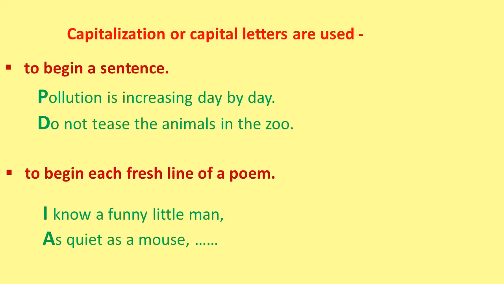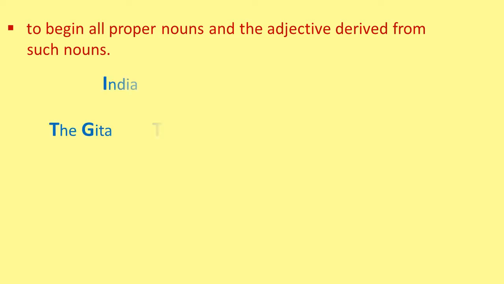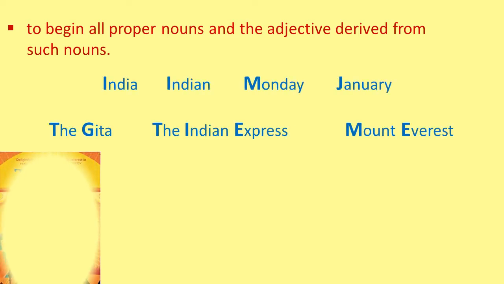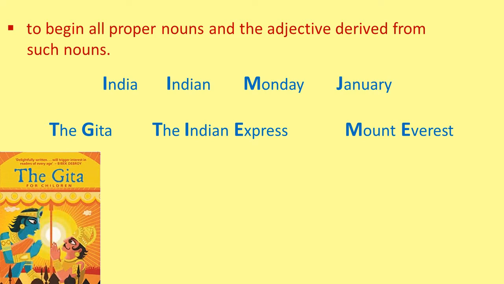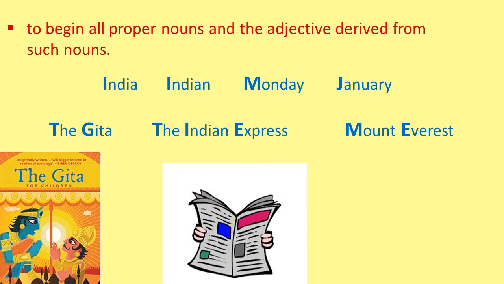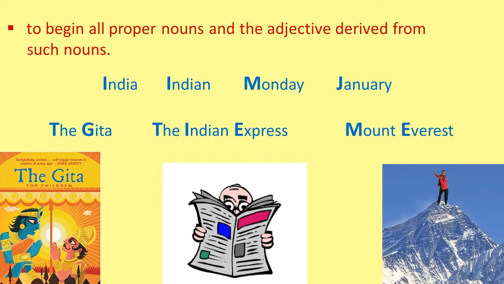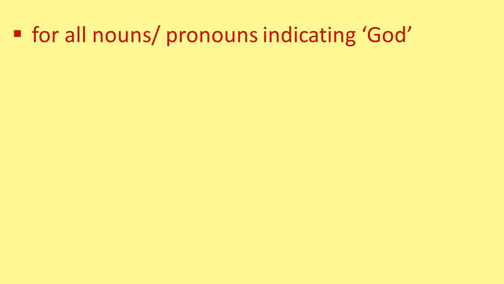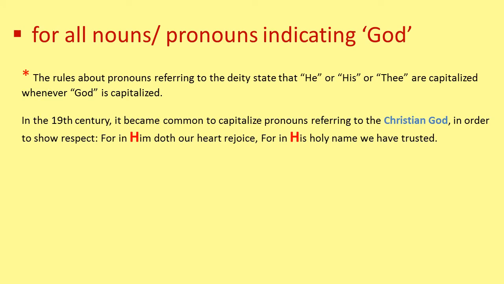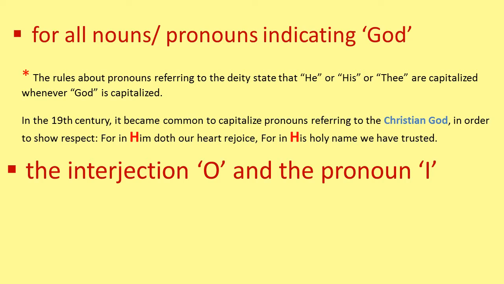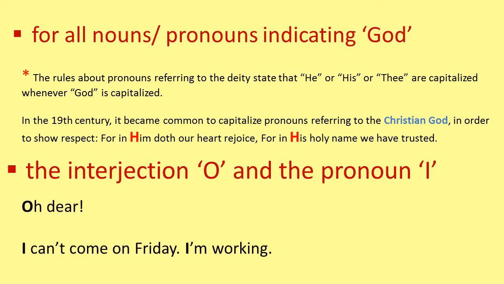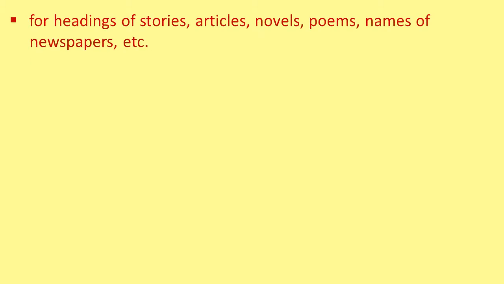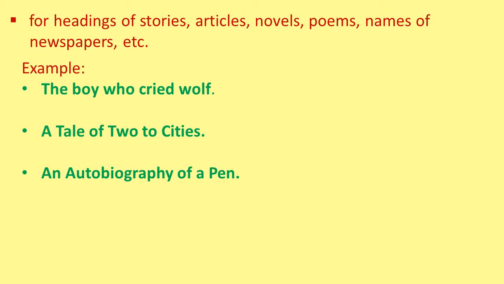Then, all proper nouns and the adjectives formed from them begin with a capital letter. For example, India, Indian, Monday, January, the Gita, the Indian Express, Mount Everest, etc. Then we use capital letters for all the nouns or pronouns indicating God. Then we use the interjection O and the pronoun I in capital letters. Then we use capital letters for headings of stories, then articles, novels, poems, etc. We also use capital letters for abbreviations and designations. But I will discuss about it in our next topic, and which is full stop.